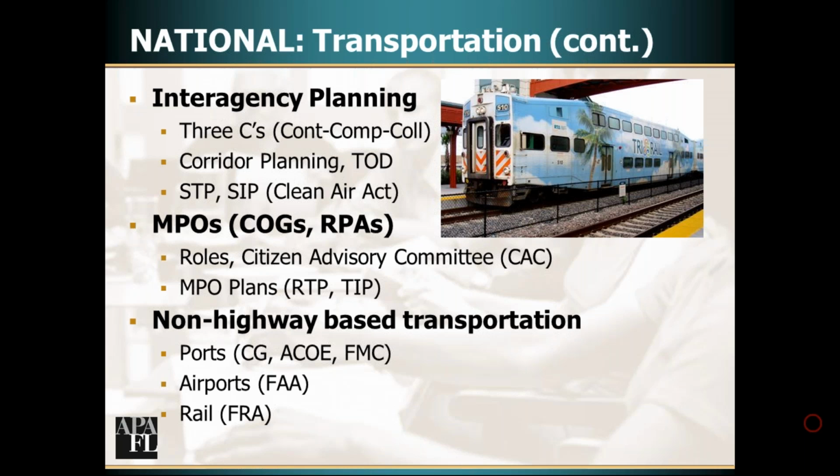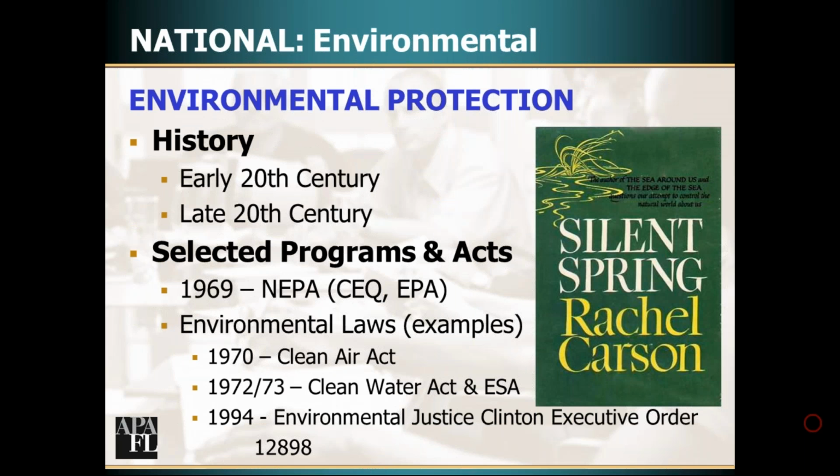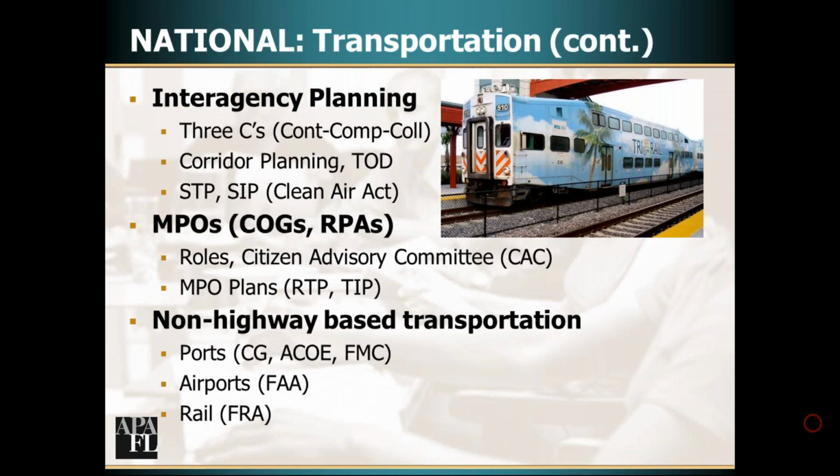You can get into non-highway type stuff where you get into ports, which mainly pulls in the Coast Guard, Army Corps of Engineers, and the Federal Maritime Commission. You have airports done by the FAA. You have rail done by the FRA. So all of those things are transportation.